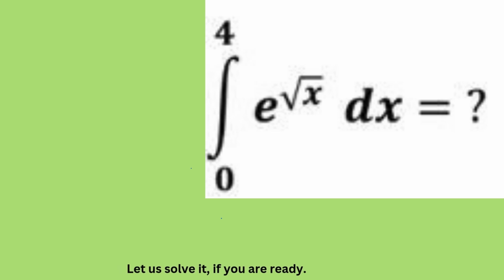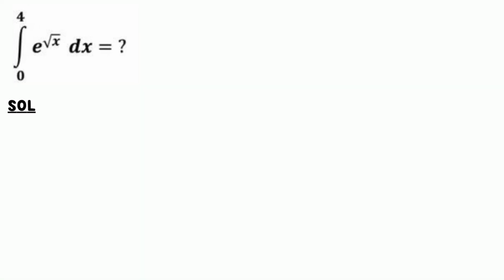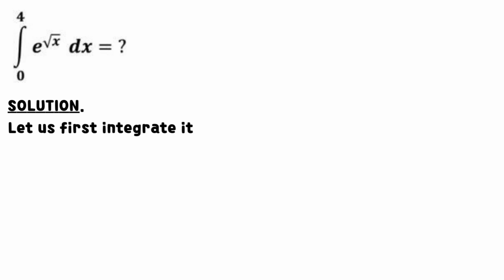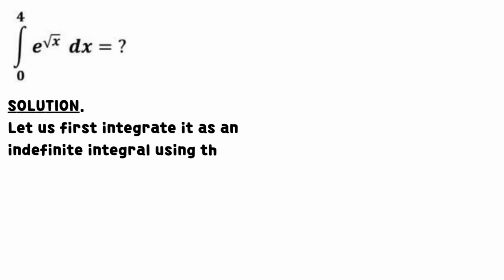Integrate e to the exponent of the square root of x, dx within the limit of 0 to 4. Solution. Let us first integrate it as an indefinite integral using the method of substitution.